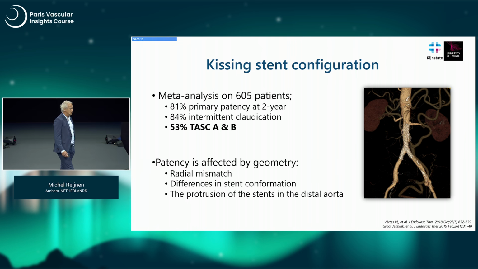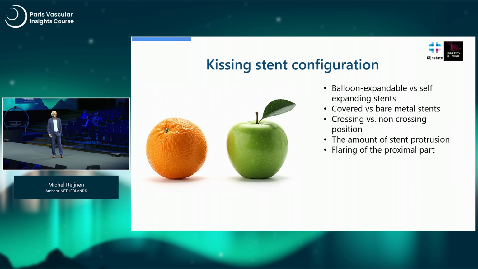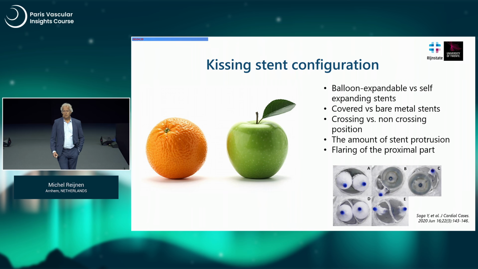And when you look at other literature, and you look at failures of kissing stents, it's often related to geometrical mismatch. And that can be caused by a variety of causes. But what's important to realize is that the kissing stent configuration per se does not exist. And often we are comparing apples and oranges. So it depends. Are you using self-expanding stents or balloon expandable stents? Covered stents versus bare stents, crossing or not crossing stents. The amount of stent protrusion in the infrarenal aorta is of importance. And you can also flare the proximal part. And this is an image from a colleague from Japan who even made double Ds in kissing stents. And you can imagine that this is a completely different geometry when compared to stents just in the distal aorta.